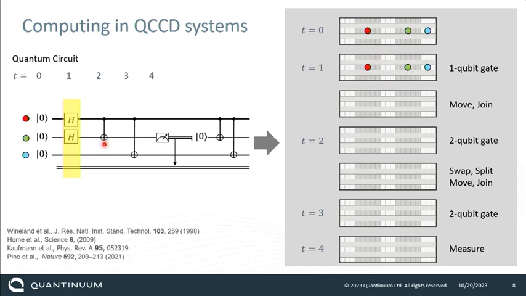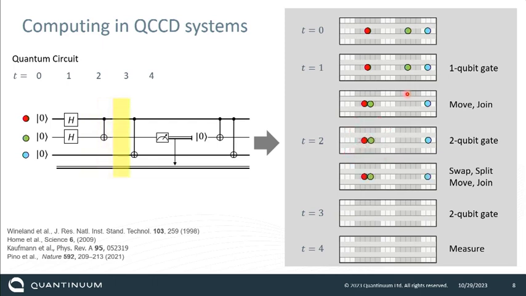In time step 2, we want to perform a CNOT between the red and the green qubit, but you'll notice that they're located spatially far away. So what we are able to do is move that green qubit over into a gate zone with the red ion and join those ion crystals together. Now they're together in a gate zone, and we're able to perform a 2-qubit gate on them.